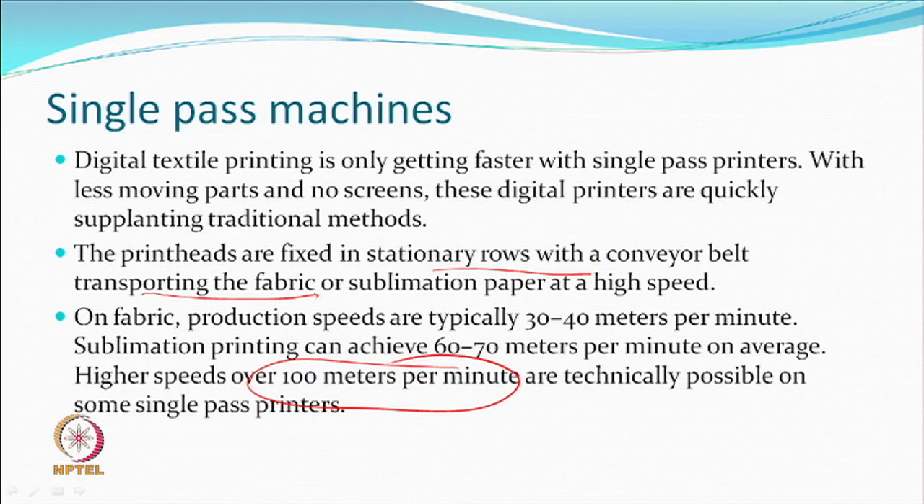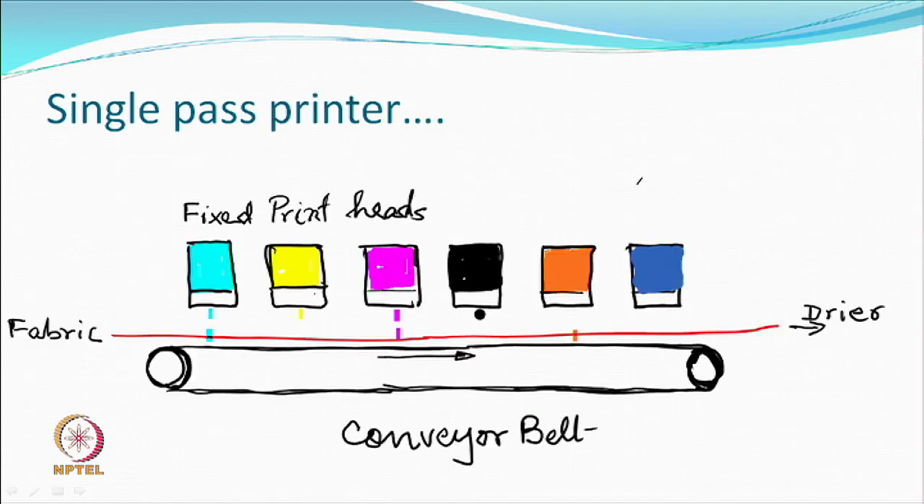So, one pass one color, the other pass the other color. It may look like this: different colors at different points. Fabric moves from one direction to the other, the conveyor belt does whatever it does, fixed print heads, 6 color, 8 color, 4 color, whatever, you get what you want. So this could be the type of machines which you will see more often for textile printing.